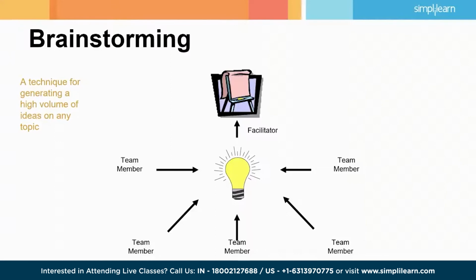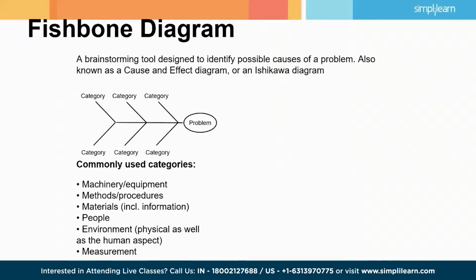You just have to show your problem on a chart, on a screen, and then team members need to tell what they think the problem is about. Okay. Brainstorming is a very important tool, and it's very simple, but it can be used together with other tools like the fishbone diagram, which is the next tool.